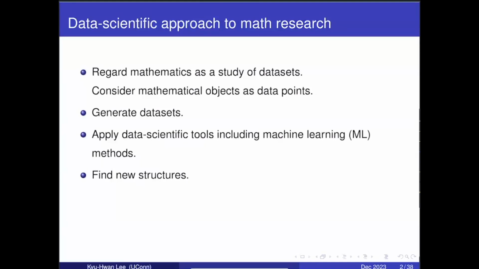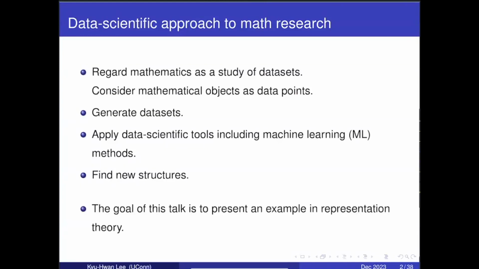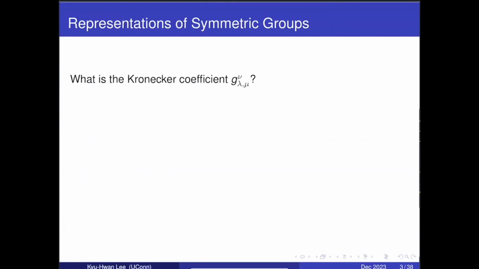This framework has been applied to many areas, many topics. But the goal of this talk today is to present an example in representation theory. So that's today's goal, and the title already has the subject. We want to study Kronecker coefficients using this framework, or this methodology. The notation for Kronecker coefficients will be g lambda mu nu.